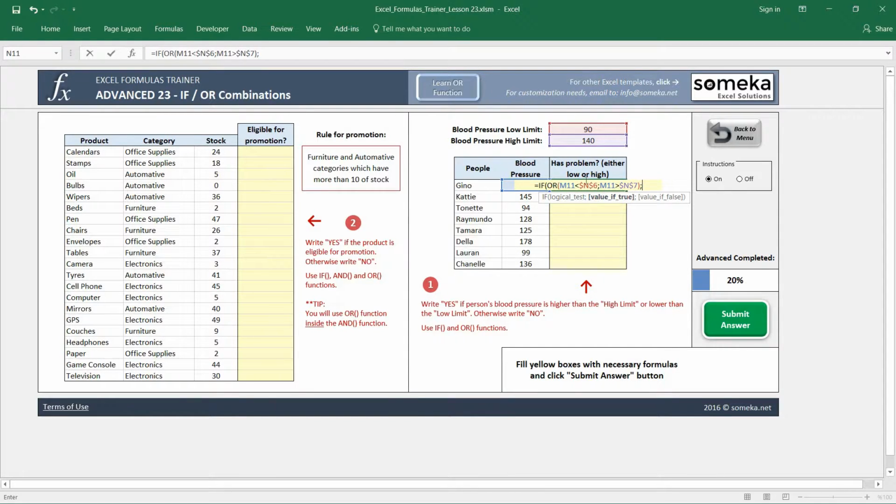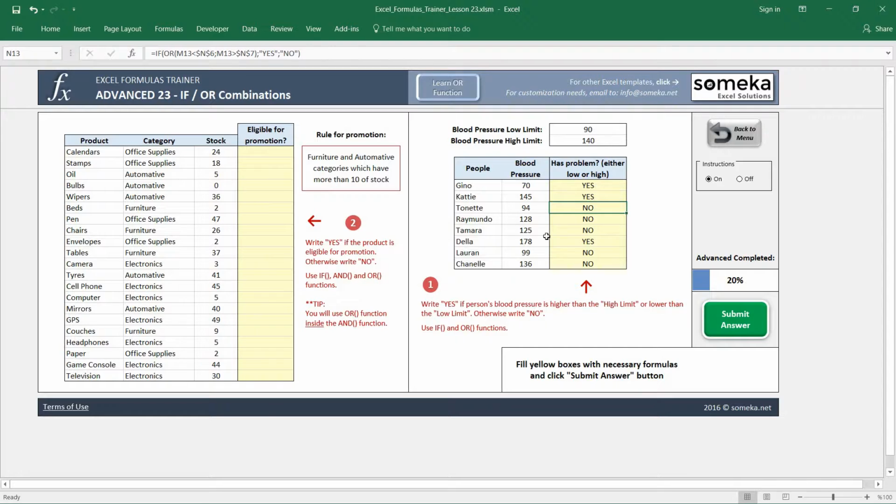If these comparisons are correct, which means a problem, then write yes. Otherwise, if there is not a problem, I write no. For Gino, yes, blood pressure is 70, so there's a problem. I just copy and paste. Katie has a problem. Tonete, it's 94. It's between the limits, so there's not a problem.